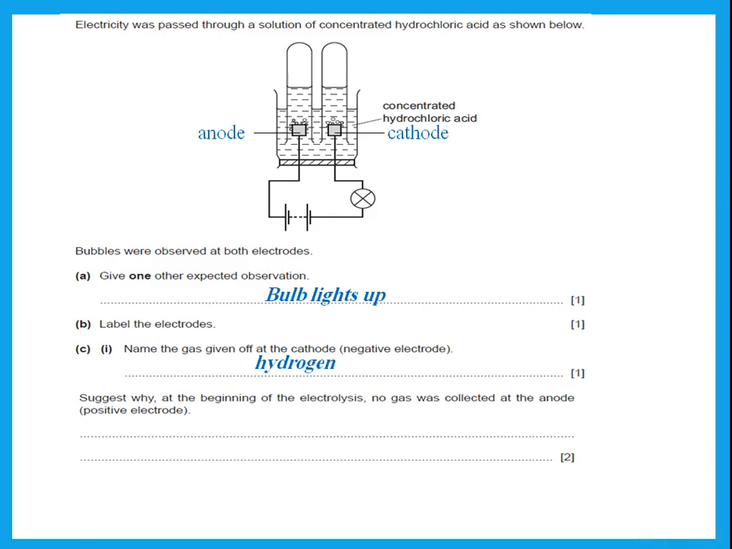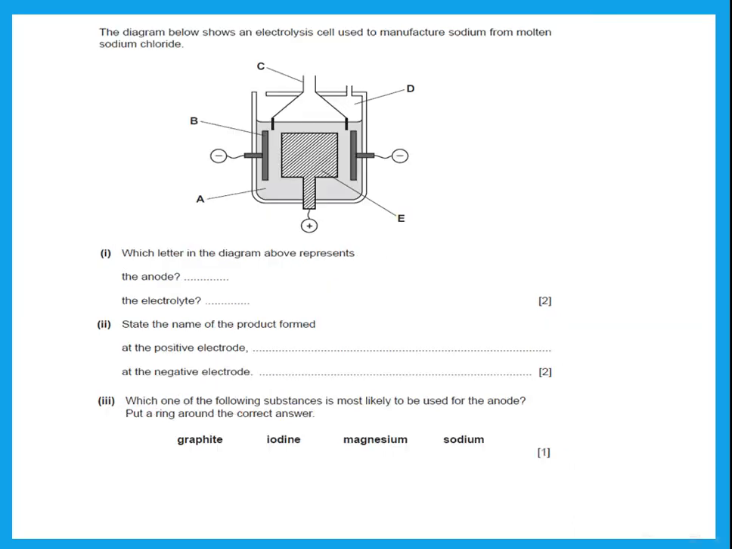Explain why at the beginning of the electrolysis, no gas was collected at the anode. Which gas do we expect at the positive? We expect chlorine. Now, at the beginning, I don't see any bubbles, and then I start to see bubbles. You should know that chlorine is a gas that dissolves in water. So when it starts to give a few bubbles, the bubbles will dissolve in water, and then when it gives a lot of bubbles, the bubbles will start to show. So this is because chlorine dissolves in water.